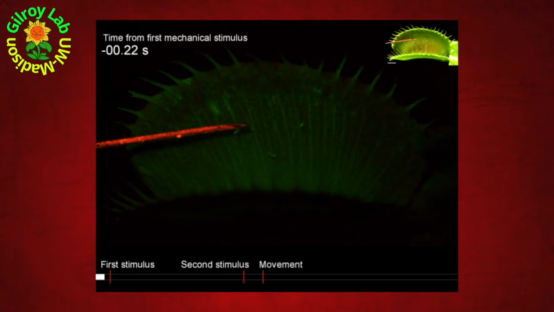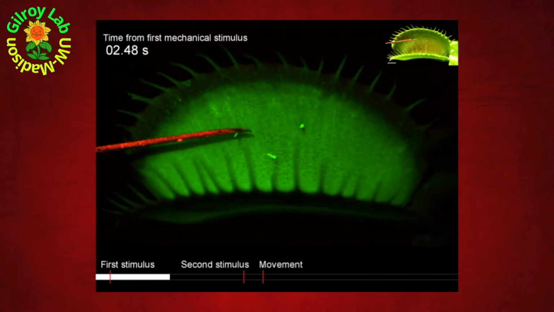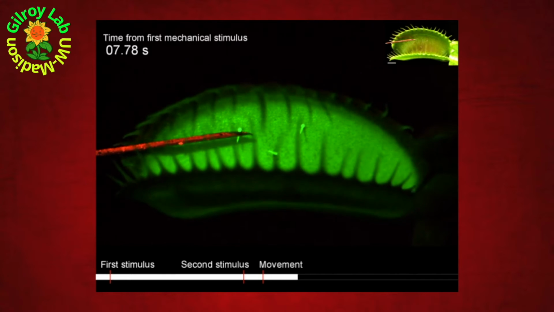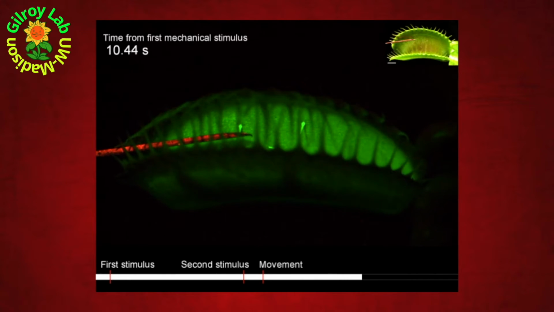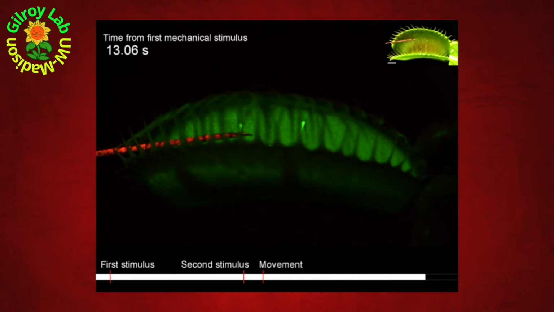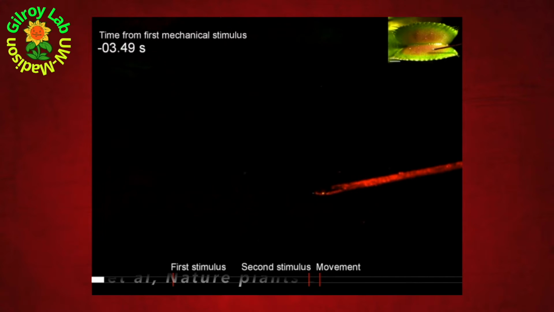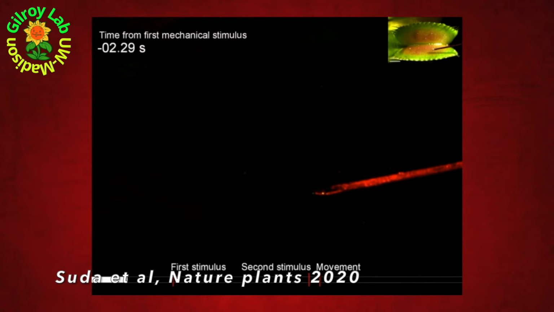As we can see in this video, there's a needle touching one of the stimulus hairs, and then it touches the second stimulus hair, and it glows even brighter, and the trap closes because Venus flytraps need 2 stimuli to close. All right, let's take a look at another angle.